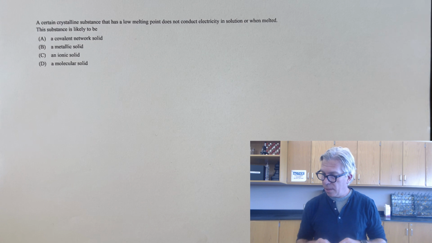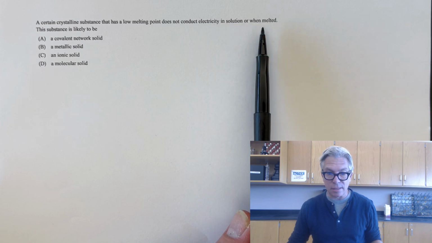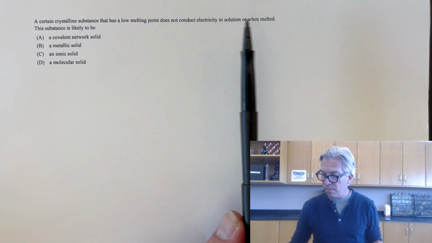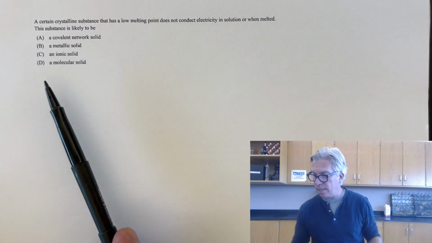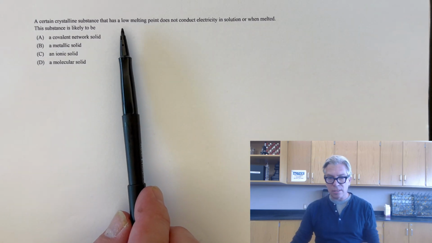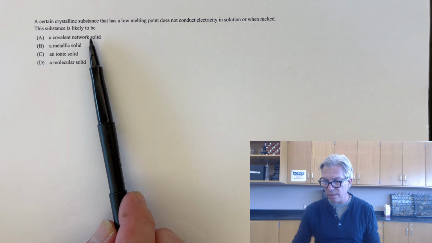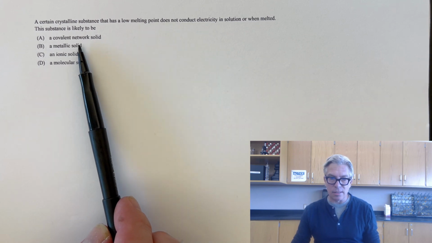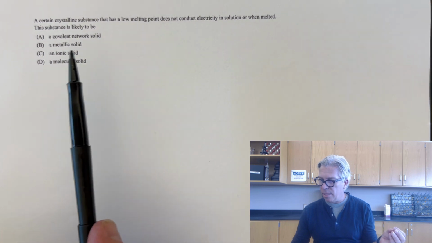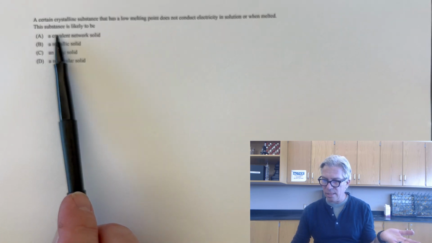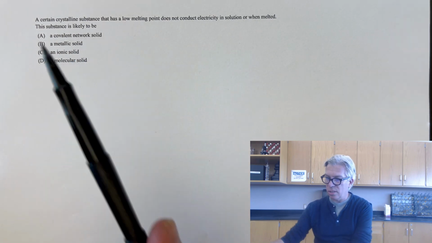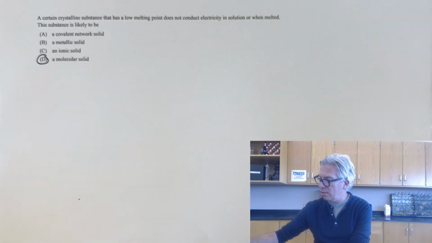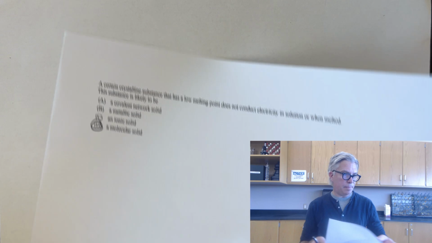And on to the next question. A certain crystalline substance that has a low melting point does not conduct electricity in solution or when melted. That's the key, or when melted. This substance is likely to be a covalent network solid, metallic solid, ionic solid, or molecular solid. So we're looking at clues. Low melting point. That tells me it's definitely not a covalent network solid. It might be a metallic solid, like mercury has a very low melting point. Ionic solids are typically high, so I'm going to rule out A and C first. But it does not conduct electricity, and metals tend to conduct electricity, so by process of elimination that is letter D, a molecular solid.